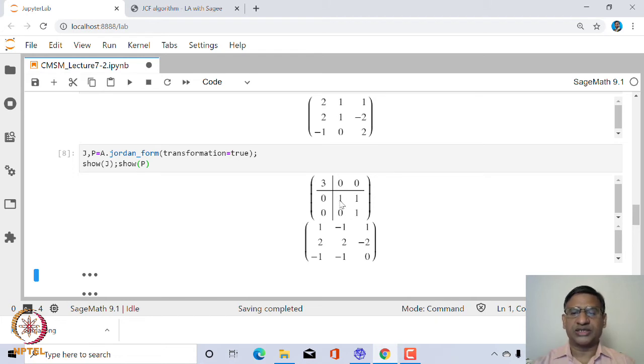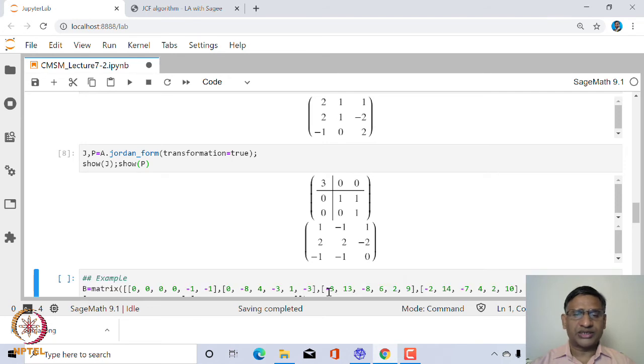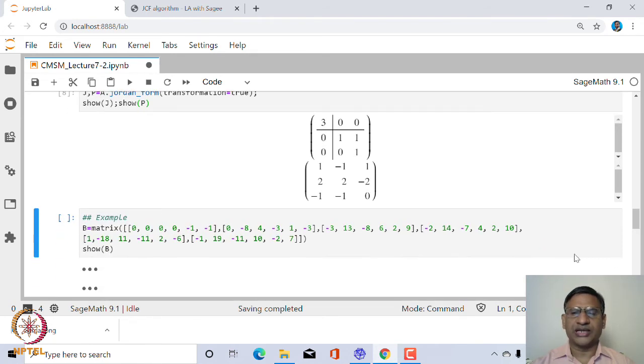A Jordan block is basically a matrix of this form, where the diagonal entries will be a particular eigenvalue and just above the diagonal will be all ones, right. So this is the matrix P. The first column is going to be an eigenvector with respect to eigenvalue 3, and these two vectors are what are called generalized eigenvectors. Okay, so I am not going to get into too many details on finding Jordan canonical forms. Now let us see another, slightly bigger example.